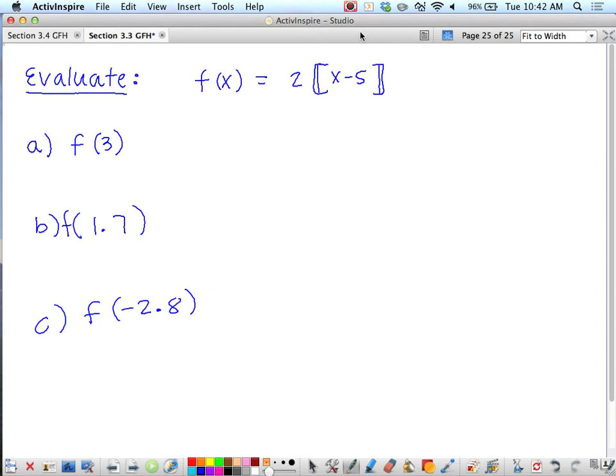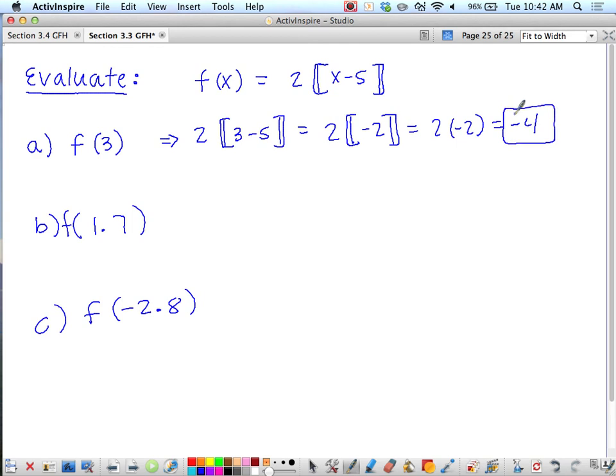All right, for the first one, if we want to find f of 3, that means I would like to let x be 3. So I have 2 times the greatest integer of 3 minus 5, which is 2 times the greatest integer of negative 2. Well, what's the greatest integer less than or equal to negative 2? So really I have 2 times negative 2, which is negative 4. So that's the long way through it, right? That's what you guys all told me.